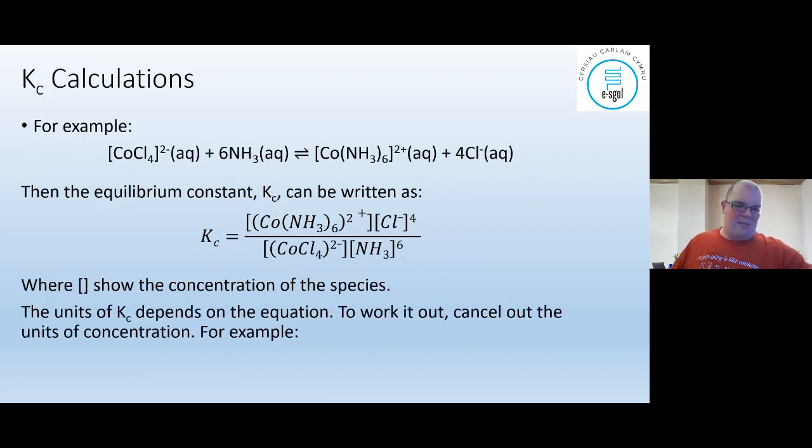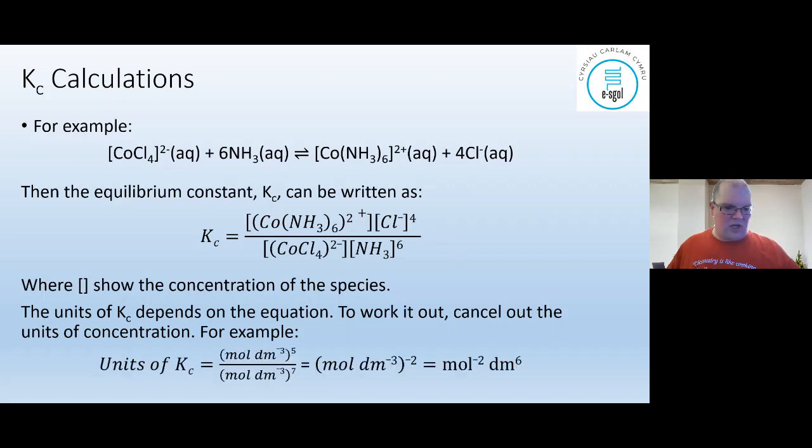The units of Kc depend on the equation. And to work that out, the best way to do it, okay, you can learn the units of Kc in different situations, but the best thing to do is to cancel out the concentrations. So what I've done is units of Kc, I've combined all of the powers on the top and bottom lines. So I've combined the power 1 with the power 4 to get a total power of 5 on the top line, and then total power of 7 on the bottom line. Okay, and we're just raising the concentrations to those powers.